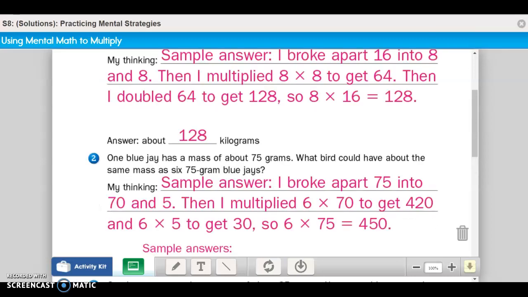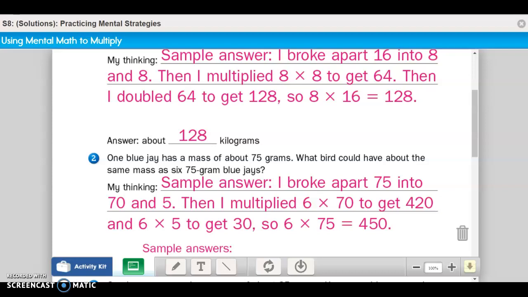Now let's look at number 2 again together. Remember, you were trying to find the mass of 6 75-gram blue jays and then find a bird that could have about the same mass. Well, the first thing you need to do is find what 6 times 75 equals. So you need to break apart that 75 into something easier to work with. I broke it apart into 70 and 5. And then you'll need to multiply 6 times 70 to get 420 and 6 times 5 to get 30. Add those together, 420 plus 30 equals 450. So 6 times 75 equals 450 grams. That's the mass of 6 75-gram blue jays.